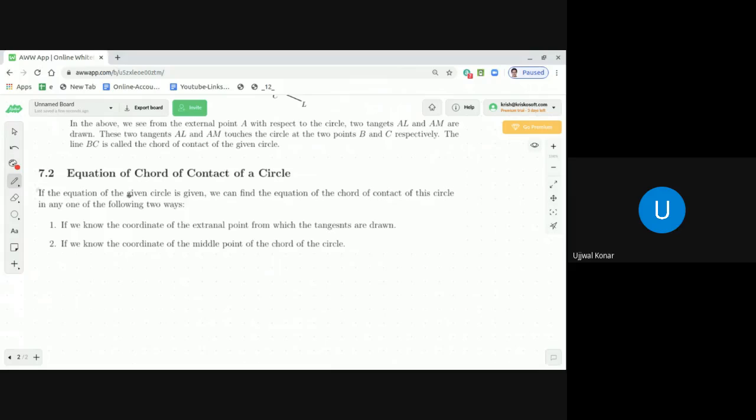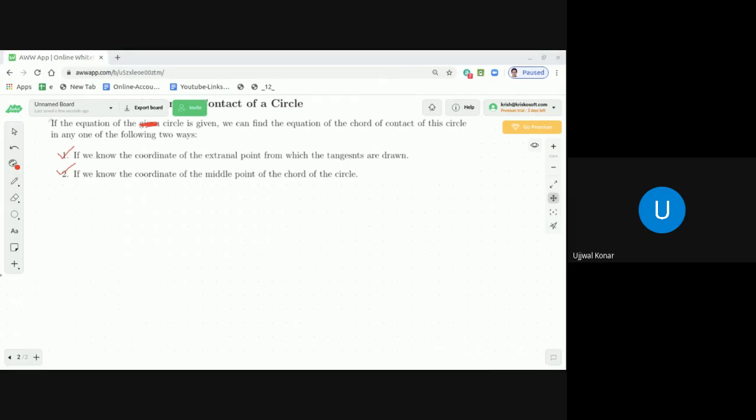If the equation of the circle is given, this word "given" comes twice, so I just strike it off. If the equation of the circle is given, we can find the equation of the chord of contact of the circle in any of the following two ways. First one, if we know the coordinates of the external point from which the tangents are drawn. And the second one, if we know the coordinates of the middle point of the chord of contact of the circle. So let us discuss these two points in detail, dear students. What is the first point? First point is the equation of the chord of contact when the external point is given.